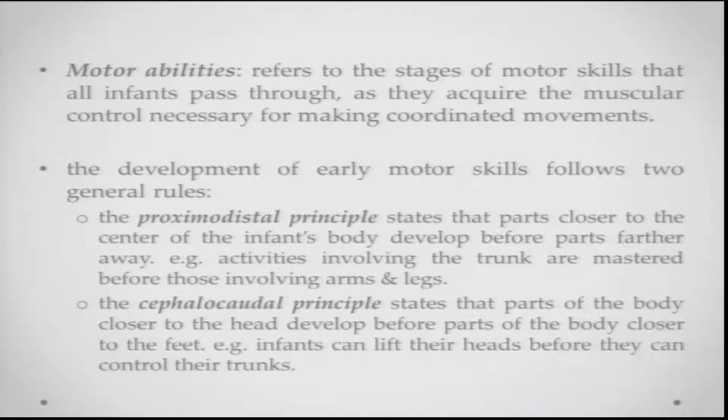The other important principle is the cephalocaudal principle. The cephalocaudal principle says that parts of the body closer to the head develop better control before the parts of the body that are farther from the head. So again, the first thing that the child starts to move other than the trunk is the neck. The limbs come slightly later. So infants can lift their heads before they can start controlling their trunks. So these are the two principles governing early development.